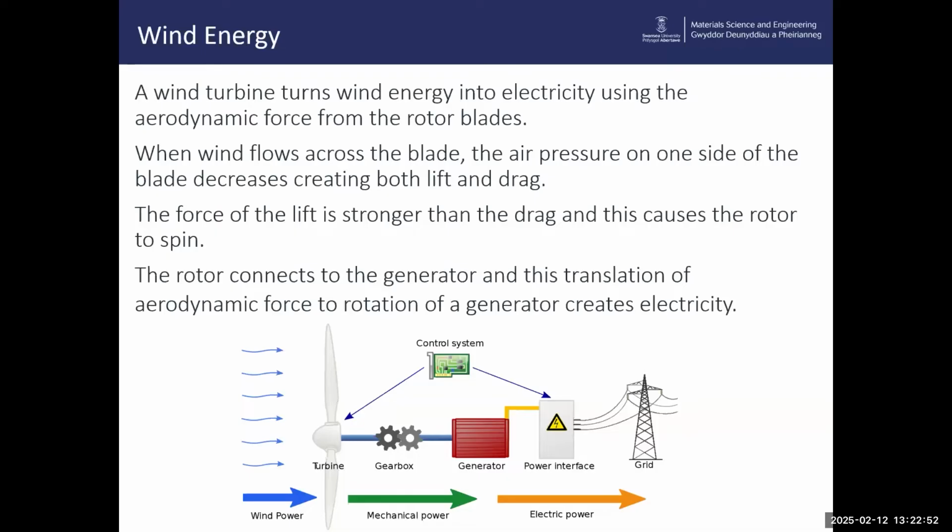So as the video explained, a wind turbine turns wind energy into electricity using the aerodynamic force from the rotor blades. When wind flows across the blade, the air pressure on one side of the blade decreases, creating both lift and drag. The force of the lift is stronger than the drag, and this causes the rotor to spin. As can be seen in the schematic, the rotor connects to the generator, and this transition of aerodynamic force to rotation of a generator creates electricity.